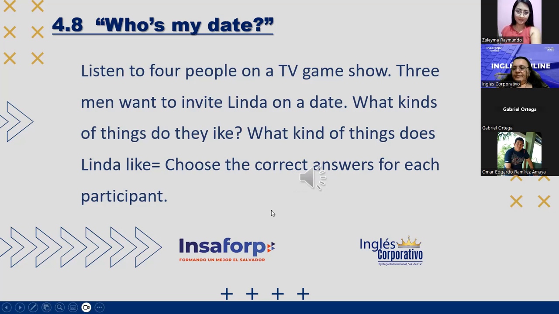Listen to four people on a TV game show. Three men want to invite Linda on a date. What kinds of things do they like? What kinds of things does Linda like?